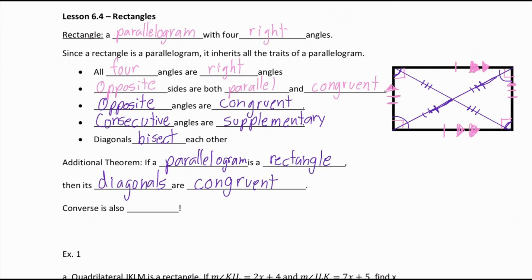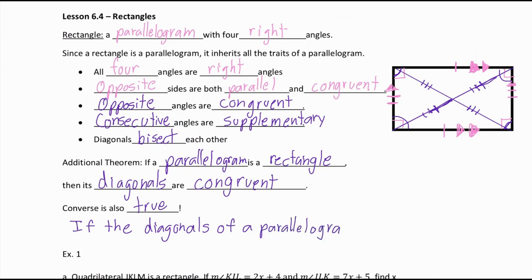Okay, I'm done. Okay, the converse is also true. What would the converse be? If the diagonals of a parallelogram are congruent, then it is a rectangle.